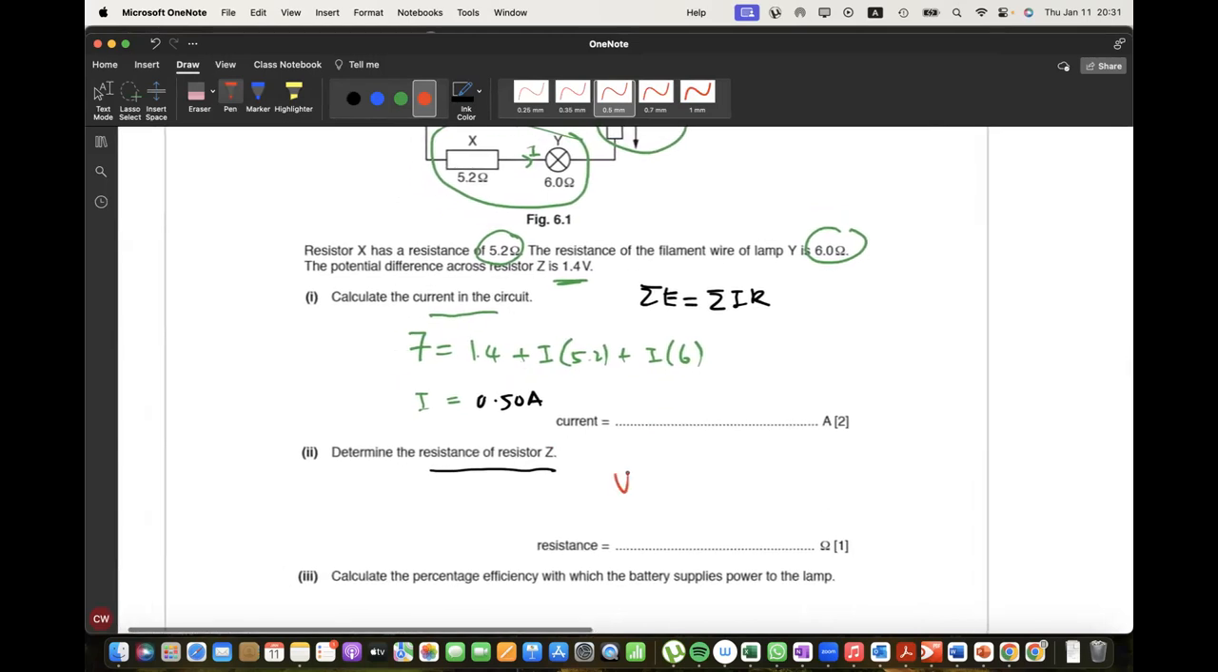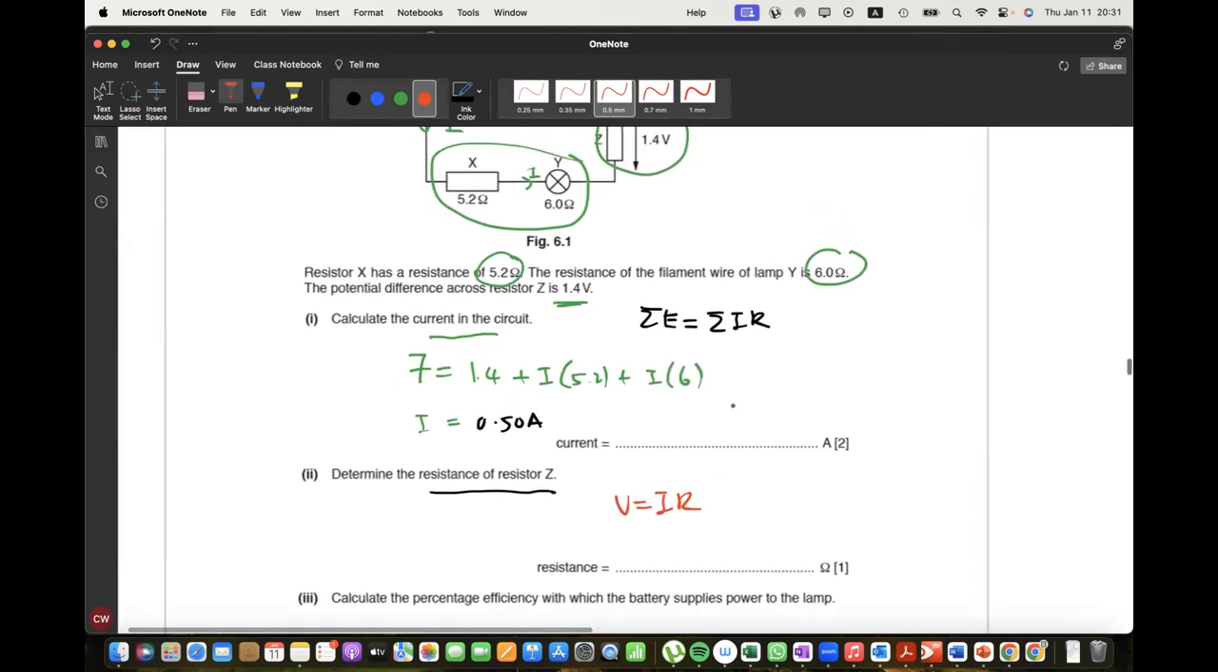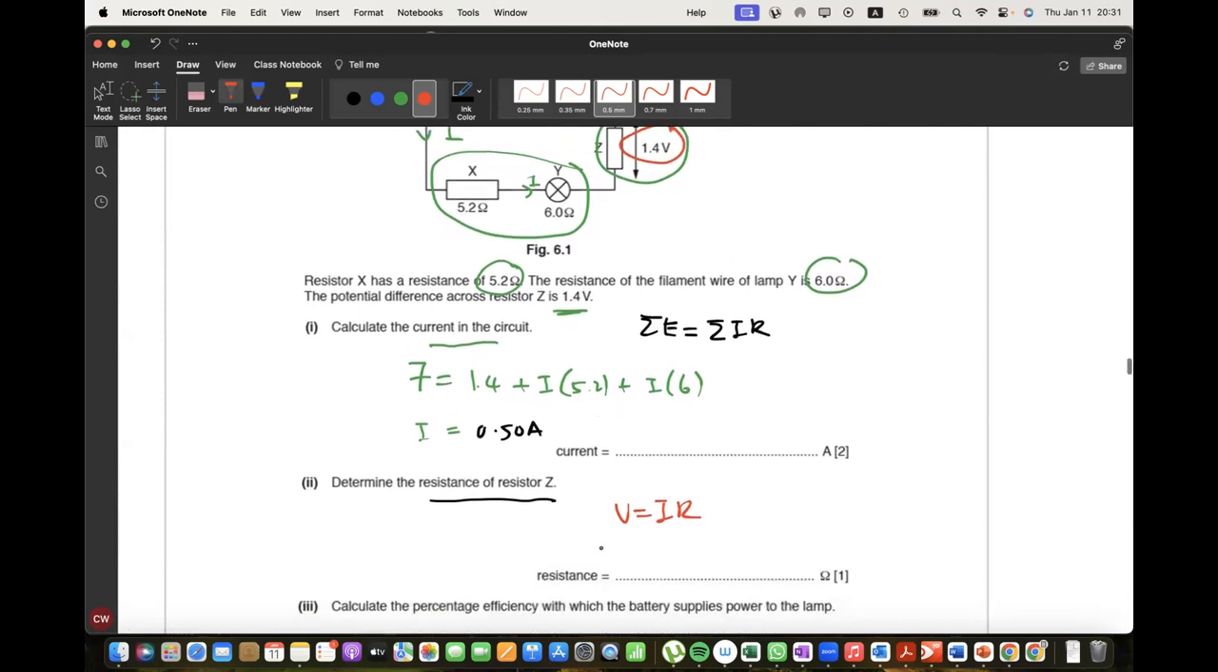Okay, this is V equals IR. I think you know. Potential difference 1.4, current 0.5 mA. Then R we don't know. R is 1.4 over 2.5, so 2.8. Okay, no?